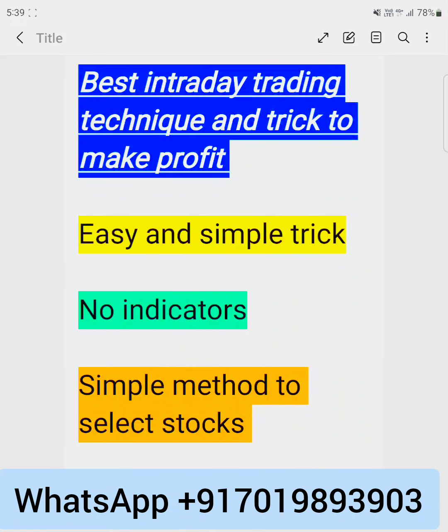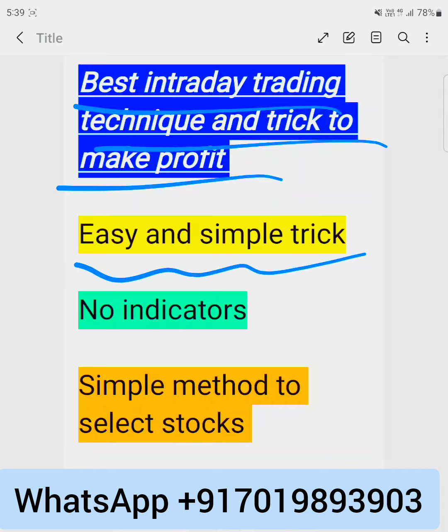I'm going to explain to you briefly a very best intraday trading technique that you can use to make profit. It can also be used in swing trading. In this I'll be explaining it as an intraday technique, for example. This is a very easy and simple trick, and there are no indicators required to follow it.